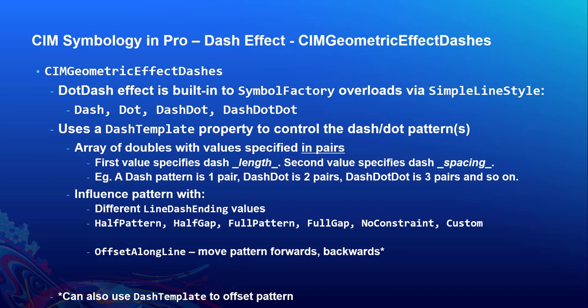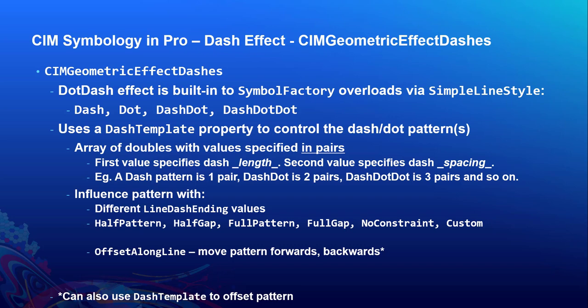Okay, so CIM geometric effect dashes. You use a CIM geometric effect dashes to apply a dash or a dot or a dash dot, whatever effect, to a stroke. This dash or dot dash effect is built into a number of the symbol factory overloads for line symbol or stroke via the simple line style enum. Values like dash or dot, dash dot, dash dot dot. They give you a ready-made symbol layer or line symbol with a symbol layer that contains a built-in CIM geometric effect dashes.